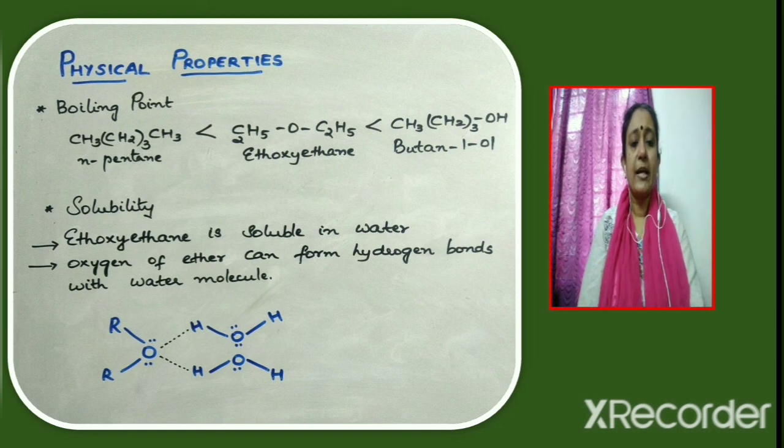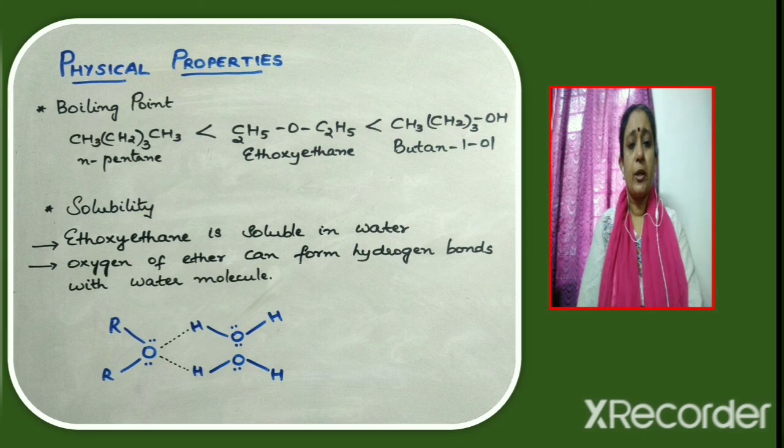So how can we arrange these 3 compounds in the order of increasing boiling points? Normal pentane less than ethoxyethane less than butane 1-ol. So it is clear that the boiling point of ethoxyethane is intermediate between normal pentane and butane 1-ol.